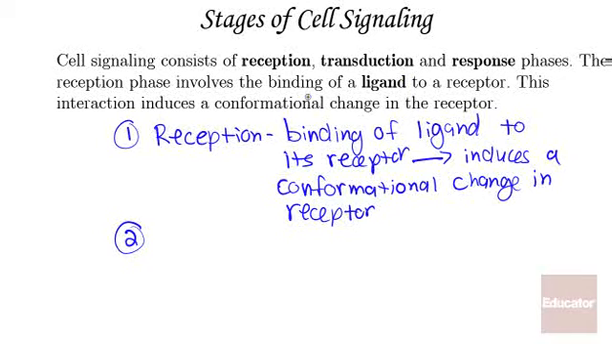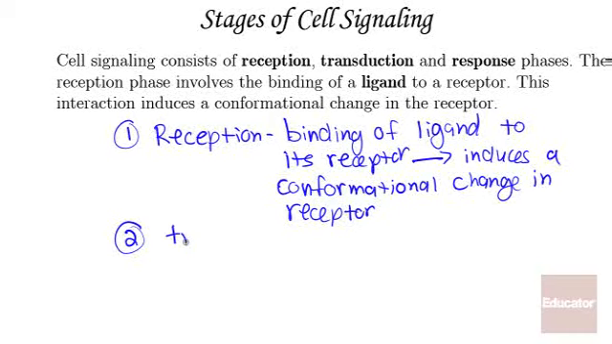Remember that a water-soluble molecule is hydrophilic. It's not likely to be able to cross the cell membrane. So again, most ligands are water-soluble. Most cannot cross the cell membrane. They bind to receptors on the surface of the cell. There's a major, very important exception. There are intracellular receptors, and hormones can actually cross the cell membrane and bind intracellularly. I'll talk about that again in a few minutes, but for right now, just know that the reception phase is the binding of the ligand to its receptor, and that induces a conformational change in the receptor.